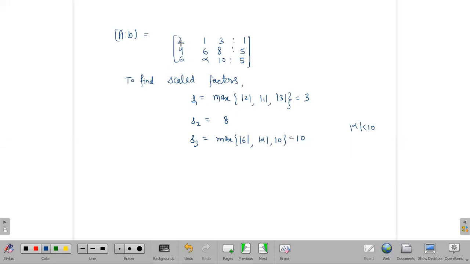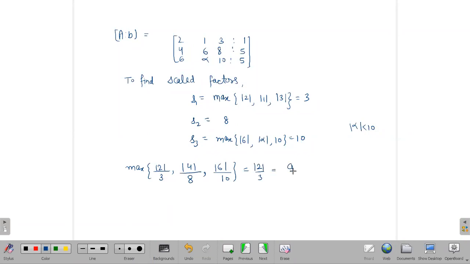Now to make this element a pivot element, you have to take its ratio also. Column-wise, you have to take the elements: 2 by S1, so it is 2 by 3. Then 4 by 8, which is 0.5. Then 6 by 10, which is 0.6. Which one is maximum? 2 by 3, which is 0.666. So 2 by 3.